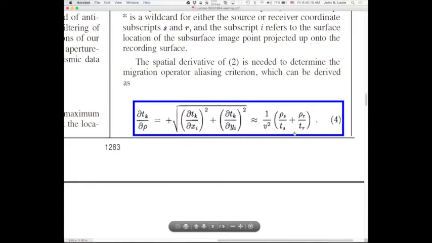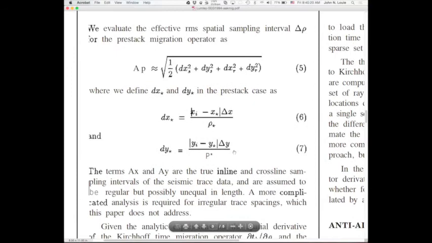Where are we getting the times? Well, we have the times because we're doing a Kirchhoff migration. We had to calculate those already. Okay. All right. The effective RMS spatial sampling. So then he gives a spatial sampling interval, an effective RMS spatial sampling interval, by this, which is just a geometric average, right? A geometric mean here.